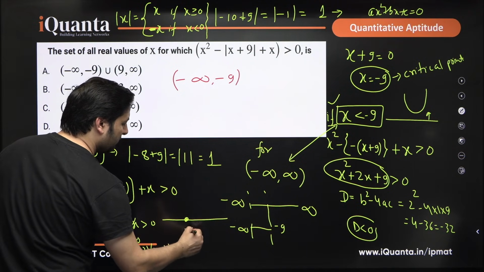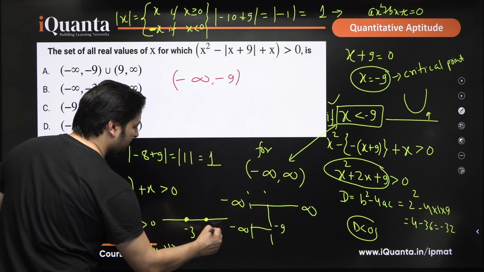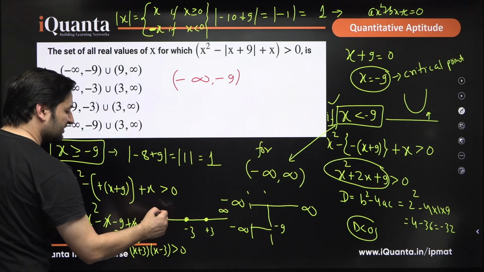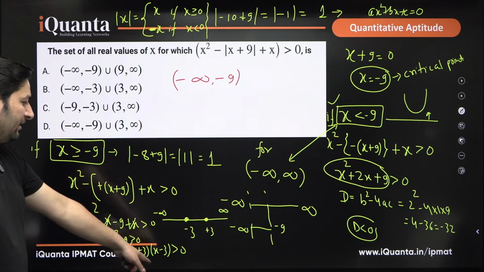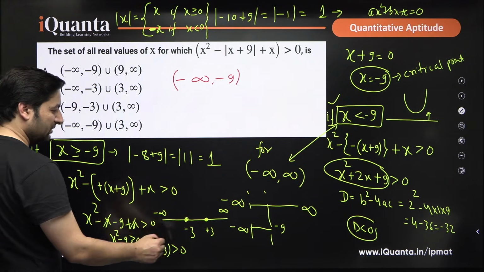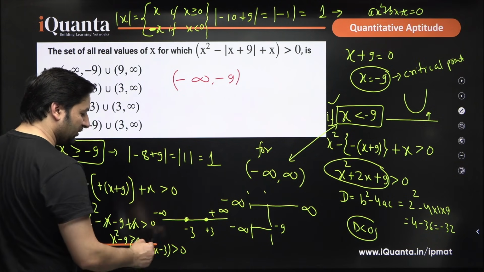Minus 3 is a critical point, plus 3 is a critical point. From 3 we will take infinity, and from minus 3 to minus infinity. If you put any value of x greater than 3 here, this will be positive, this will be positive, that means here I am going to get a positive value out of this equation.